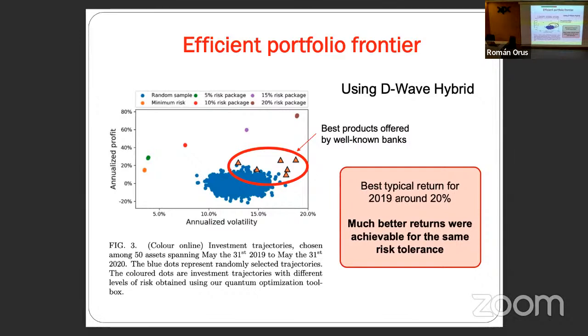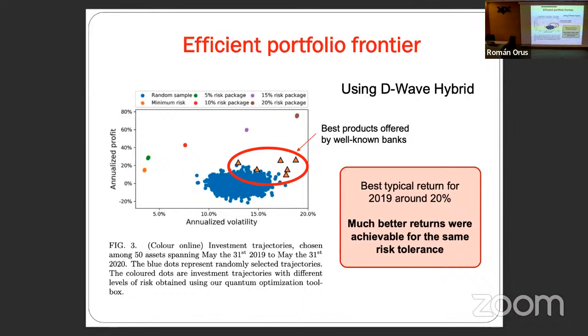Now the products, this is for real data from 2019, actually. Products by well-known banks here in Spain, and I'm not going to say which ones, okay, are actually here, okay? If you compute in this plot, they actually fall in here. You can see that they were not much better than a random solution, or than the best random solution, okay? And now if you go with a quantum computer, look at the past and try to optimize the portfolio and see how well they should have been doing, then you get this, okay?